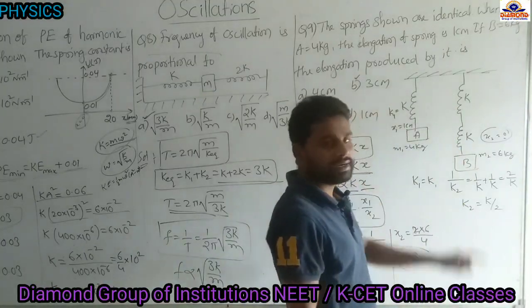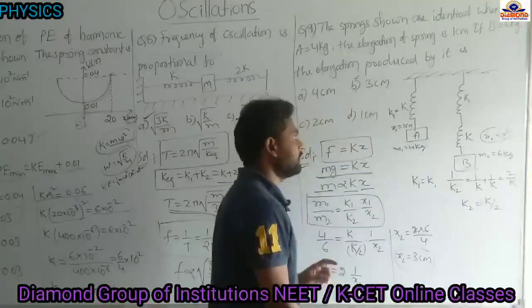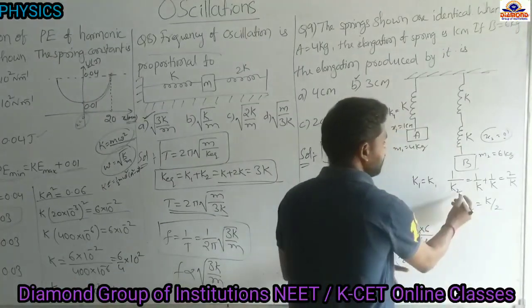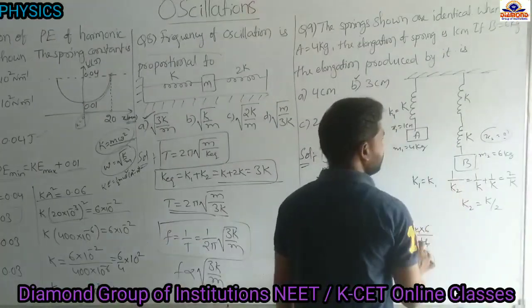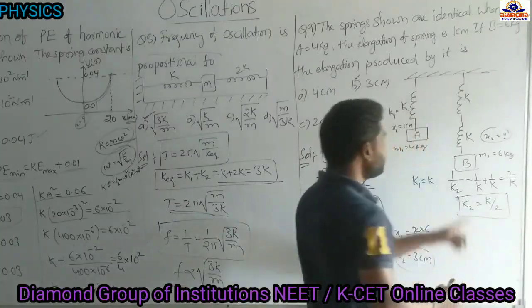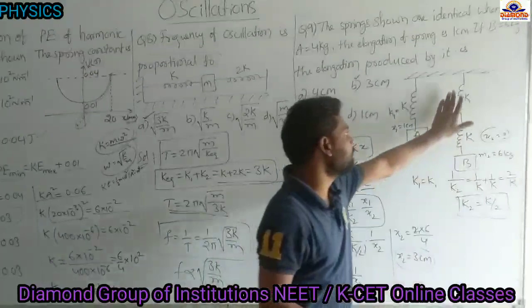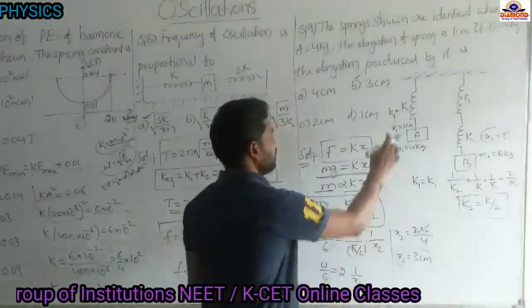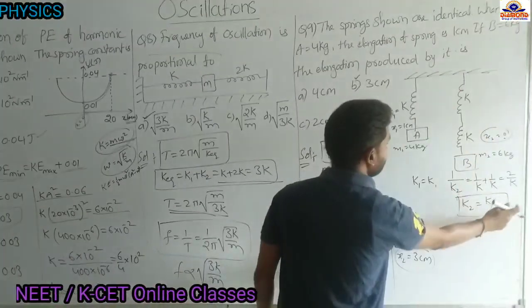Okay, two springs are connected in series. If two springs are connected in series, the equivalent spring constant is given by 1 by K equivalent equals 1 by K plus 1 by K. I am writing K2, so 1 by K2 equals 1 by K plus 1 by K, which is 2 by K, so K2 equals K by 2. So the equivalent spring constant here is K by 2. So K1 equals K, and in this case K2 equals K by 2.